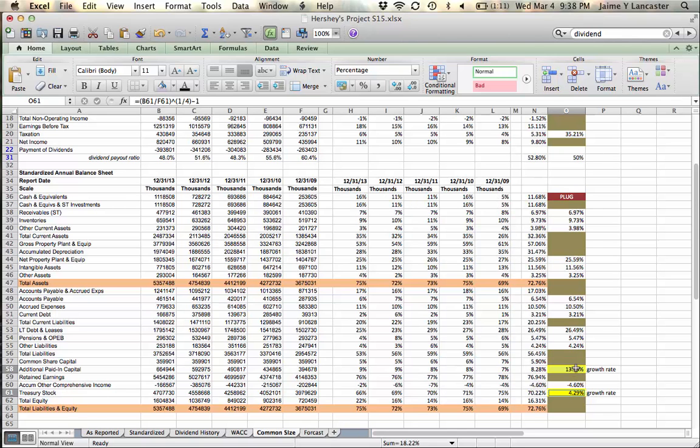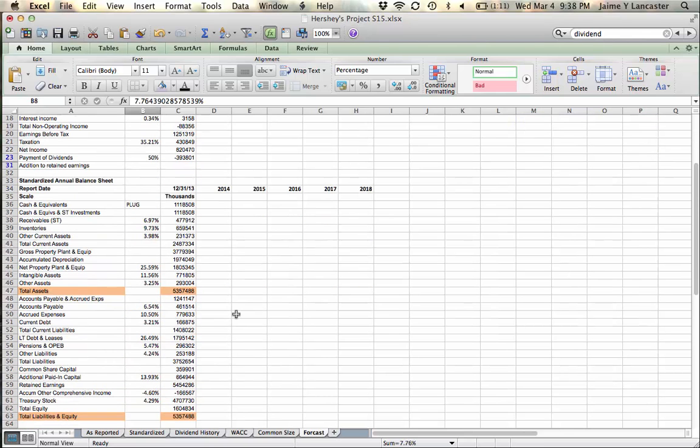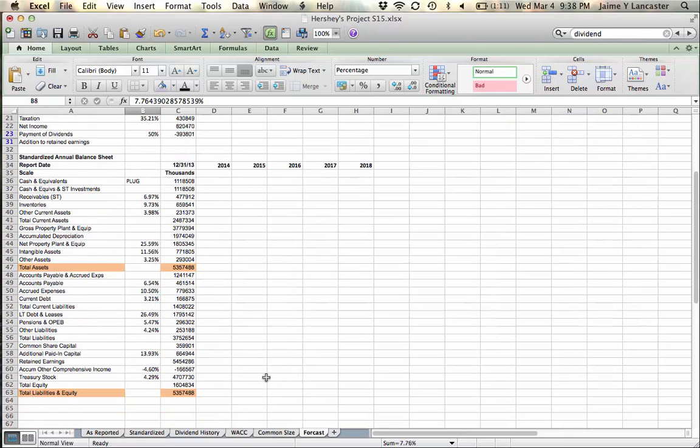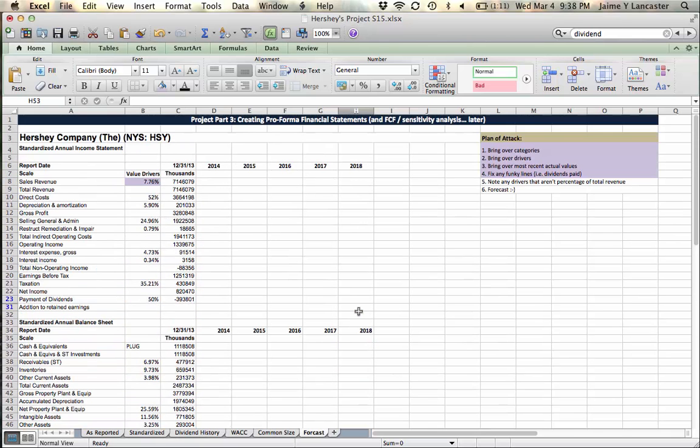And as it turns out, additional paid-in capital is growing faster than sales, and treasury stock is growing more slowly than sales. So each of those three are not forecasted as a percentage of sales or as a percentage of total revenue. Instead, they're growth rates in their own right. I'm going to mark them just so that I don't forecast them as a percentage of sales, a percentage of revenue, right? That would be a mistake. Okay, we did it. Any drivers that aren't a percentage of total revenue.